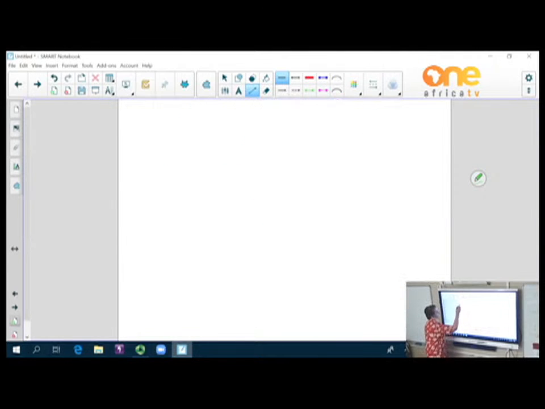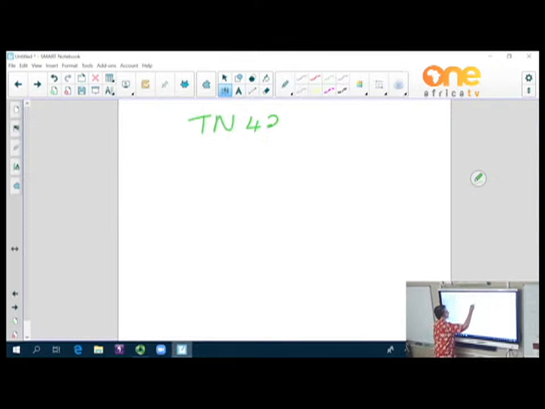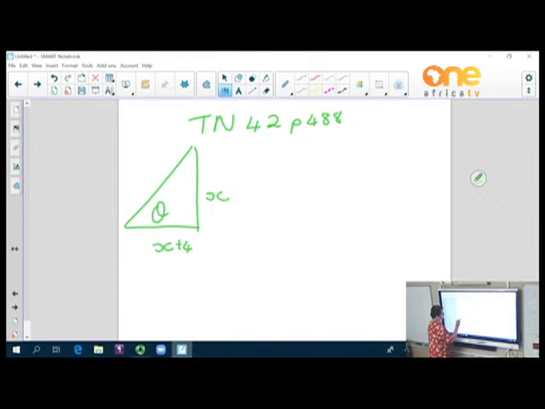Okay, so now we're looking at Try Now 42 on page 488. You have a right-angle triangle there. This side is x plus 4, and this side there is y. It starts by saying the area of the triangle, so that is what you should work with. Remember, you have to show that. You may not just use that.